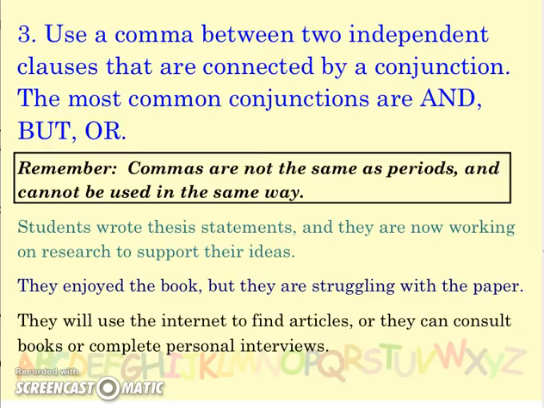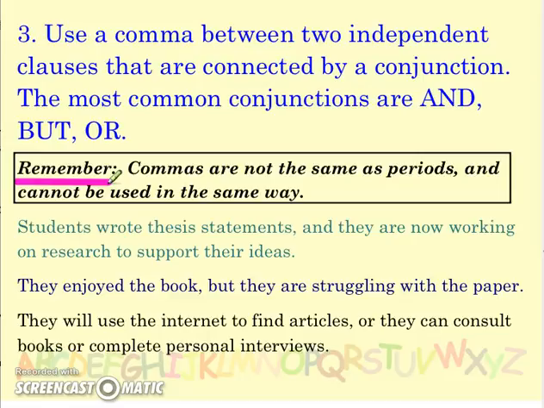The third rule is the one which causes writers the most errors. The main idea of this rule is in the black box. Commas are not the same as periods, and they cannot be used in the same way. Periods are used to separate sentences. Commas cannot be used to do that unless they also have a conjunction.